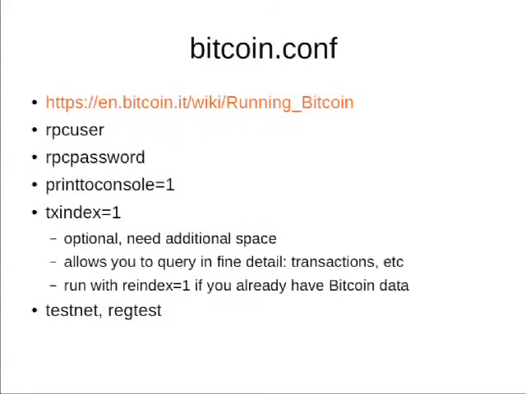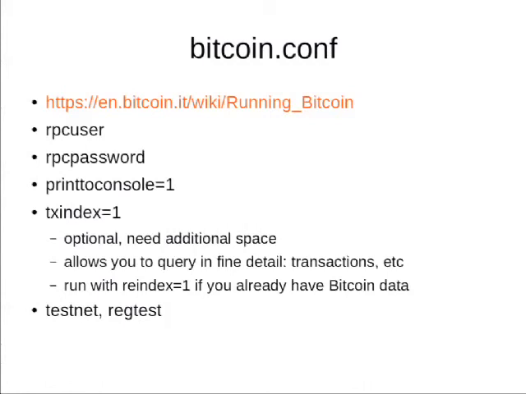And then setting up your node, you'll have to edit this bitcoin.conf file. This is just in the root directory of your Bitcoin directory. And here's a helpful URL for what parameters to use. The basics of what you need are RPC user and RPC password. I like to put print to console on there.